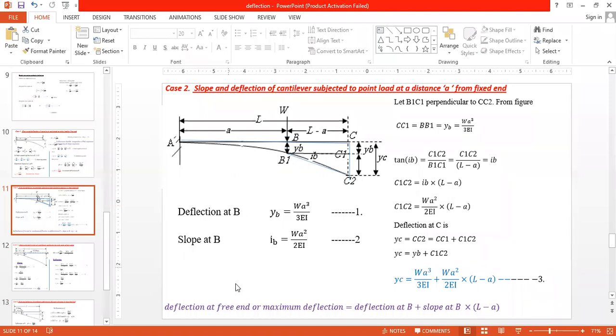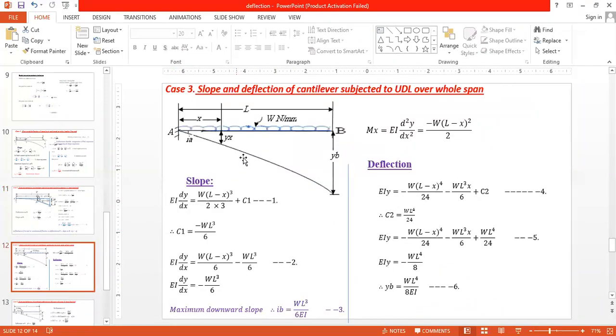Now I will go to the next case: slope and deflection of a cantilever subjected to a uniformly distributed load over the whole span. This UDL of intensity W is acting over the whole span. Here L is the length of the cantilever and W is the intensity of the load.